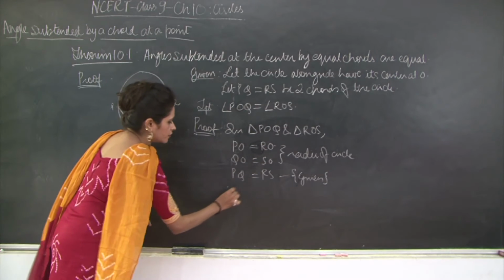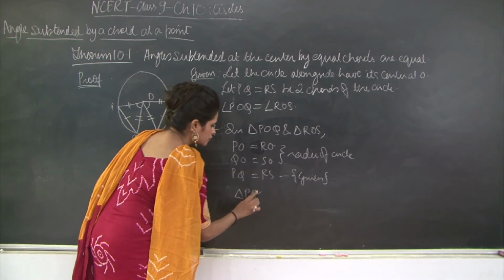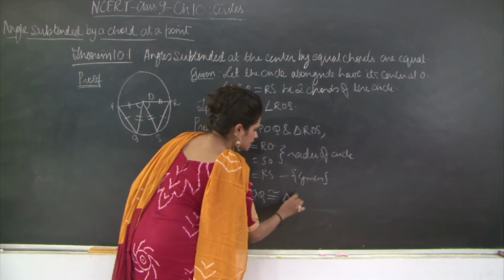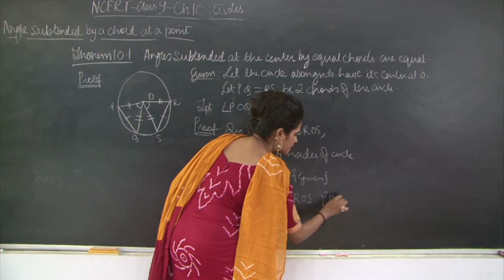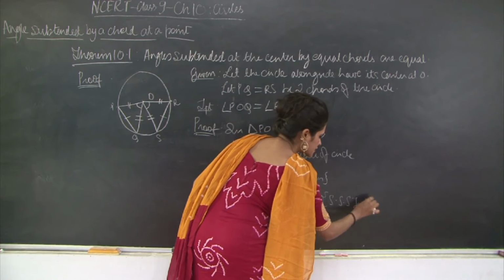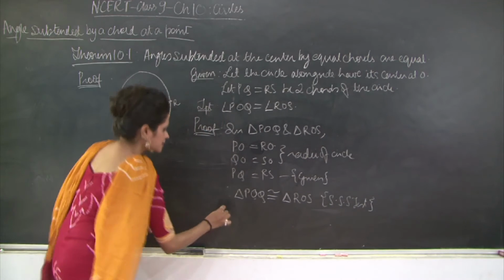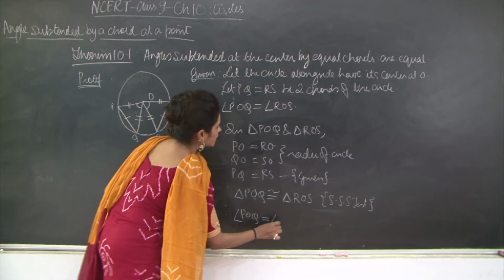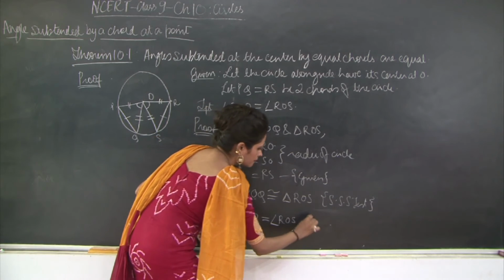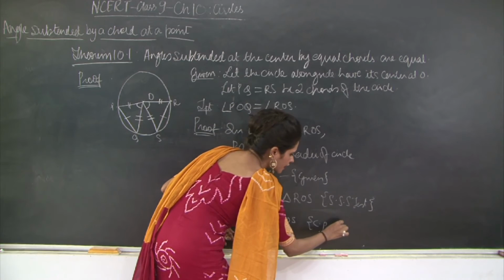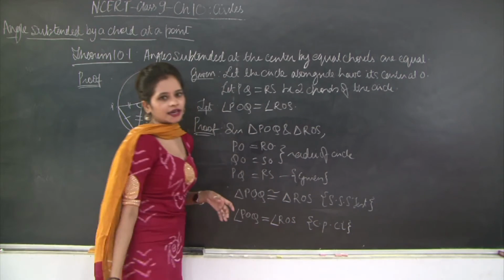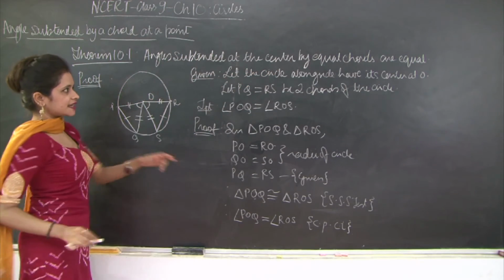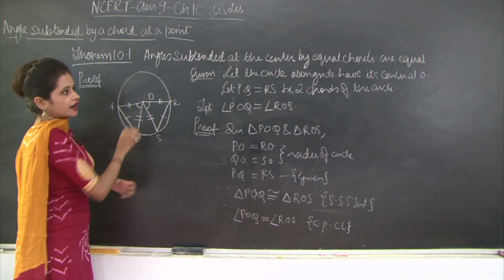Right? Therefore, triangle POQ is congruent to triangle ROS by the side side side test of congruence, or SSS test of congruence. Therefore, angle POQ is equal to angle ROS by corresponding parts of congruent triangles, or CPCT. Hence, we have proved that angles subtended at the center by equal chords are equal.